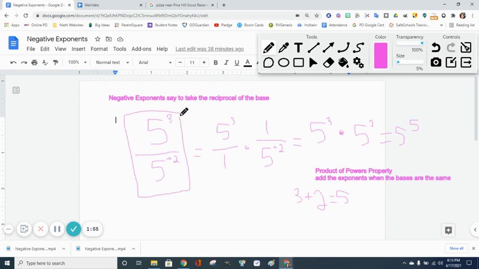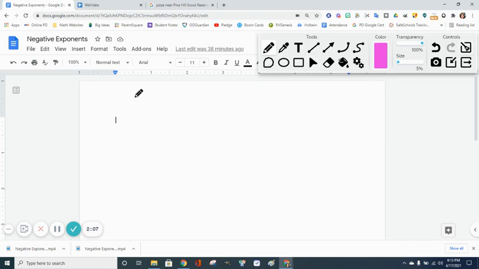My initial problem simplifies to 5 to the 5th power. I can take this concept and apply it to a more complex division problem. So let's stick with our 5s. Same problem, and now we're going to add to it.